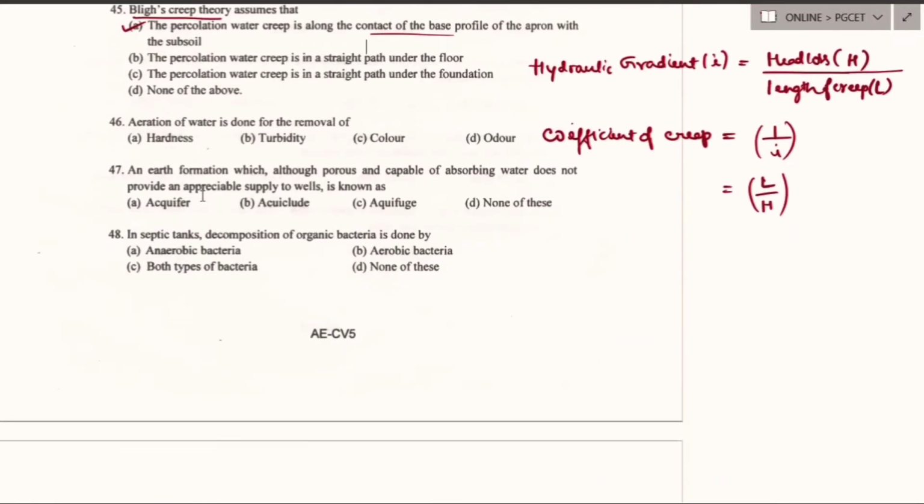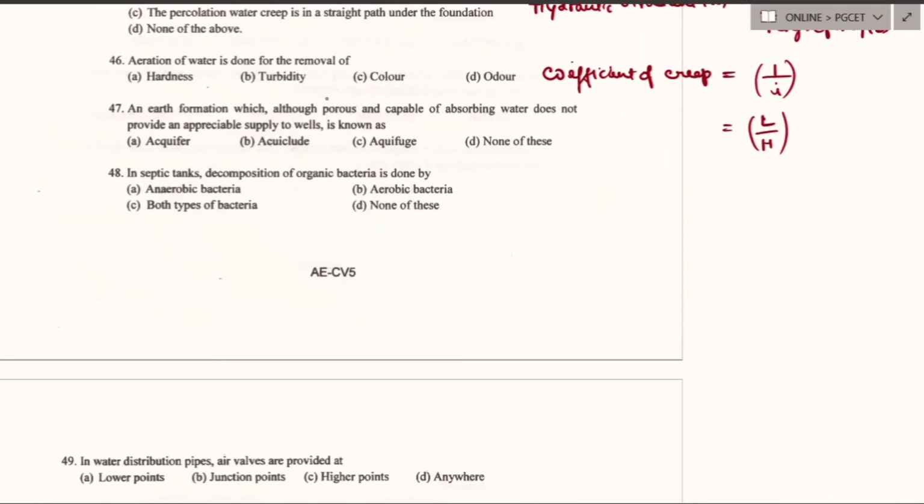Question number 46. Aeration of water is done for the removal of. Aeration brings water and air in close contact in order to remove the dissolved gases CO2 and oxidizes the dissolved metals such as iron, manganese, hydrogen sulfide and volatile organic chemicals. So option D is the right answer. That is, it is mainly done to remove odor.